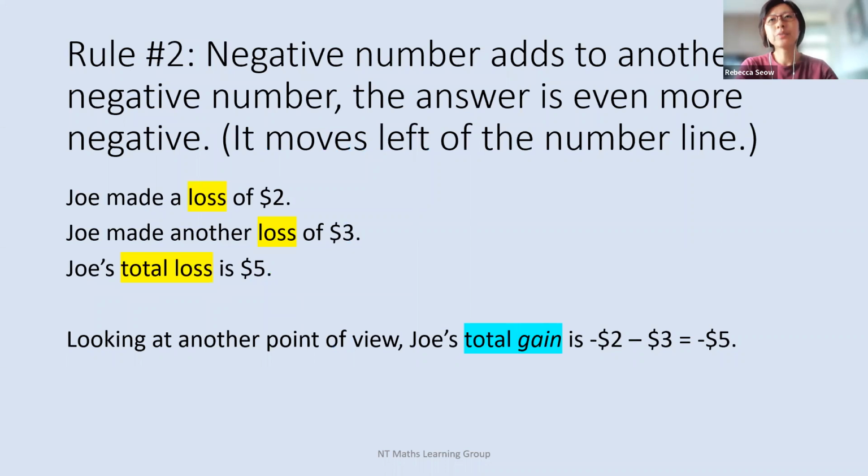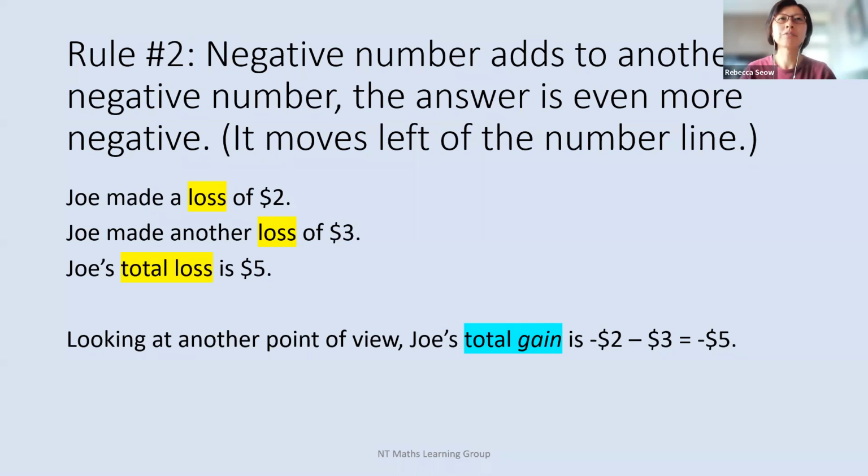Let's take a look at rule number 2 now. Rule number 2 says that when a negative number adds to another negative number, the answer is even more negative. So when we talk about a number line, the number moves left on the number line. Okay, so let's take a look at an example.